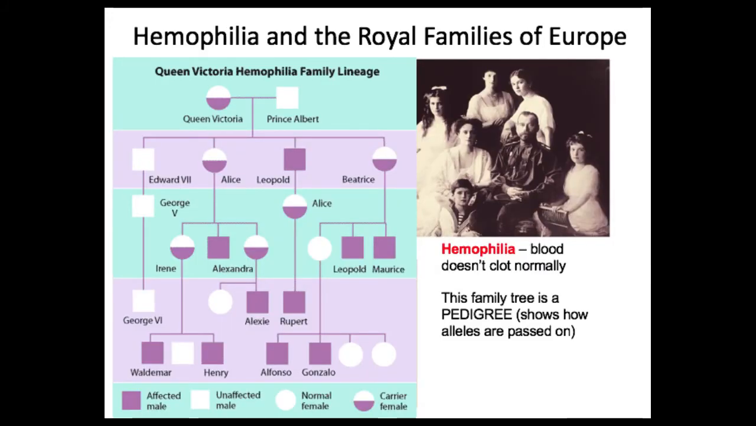Hemophilia is another genetic disorder that is sex-linked, and we see a lot of this in the royal families because the royal families of Europe have been historically quite inbred. Hemophilia is a disease that means your blood doesn't clot normally, and when we see how a disease is passed on through the generations, we look at a family tree that is specifically called a pedigree.